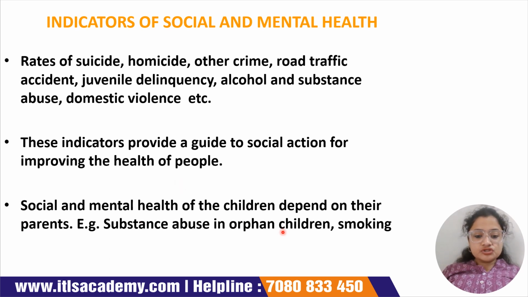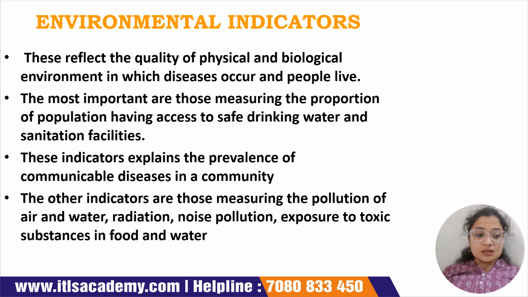Social and mental health of the children depend on their parents. For example, substance abuse and smoking are more commonly seen in orphan children, because as children, since we are humans, again the same thing which I have mentioned I think in the first lecture also, as humans we are emotionally aware, we are intellectually aware, we are judgmental. We can observe things, and we can draw inference from those observations. So these are some of the qualities that only we as humans have.